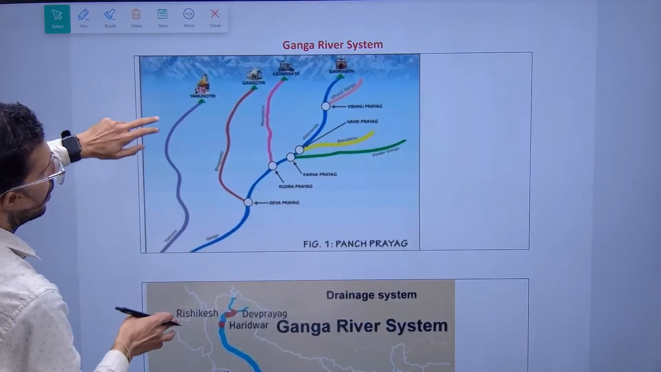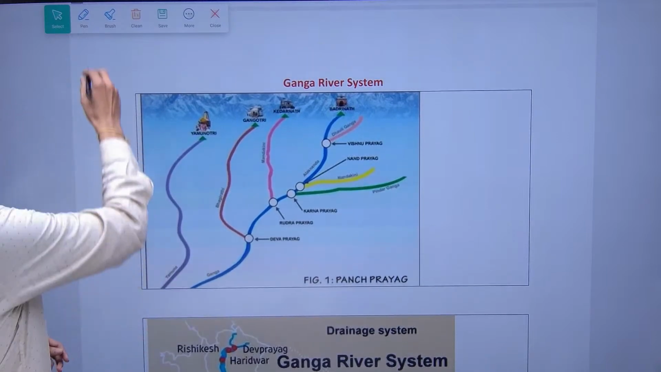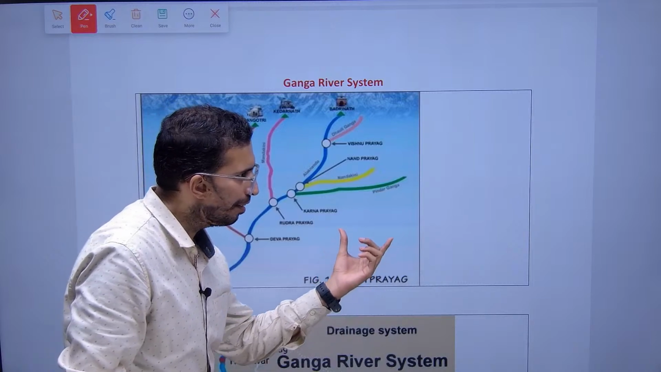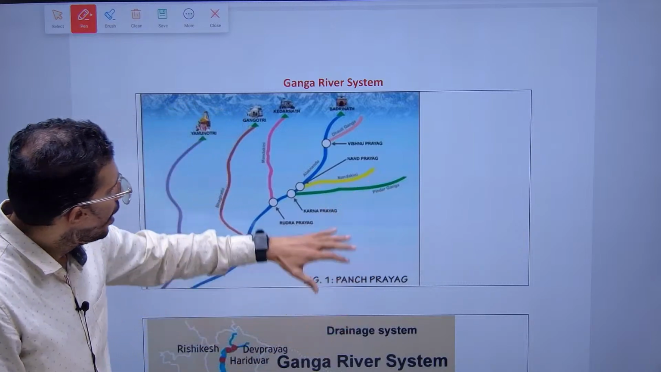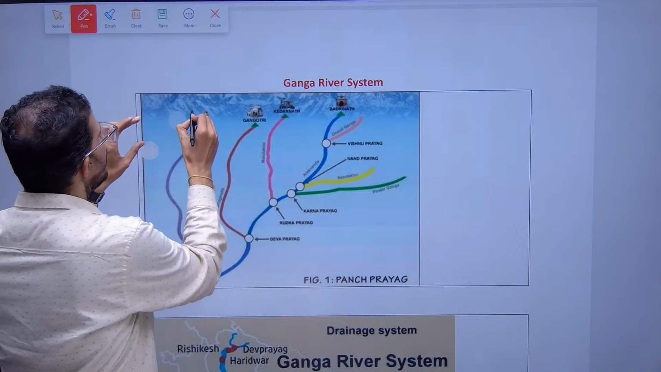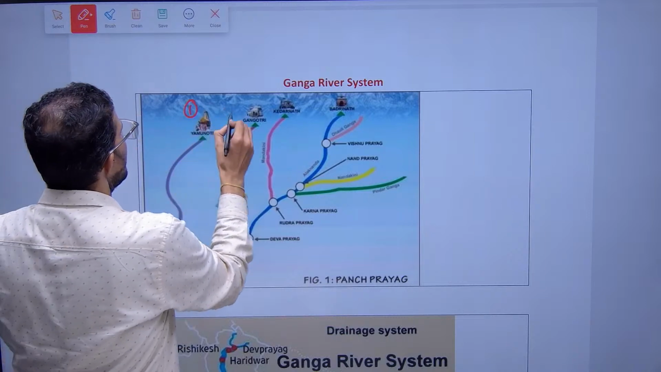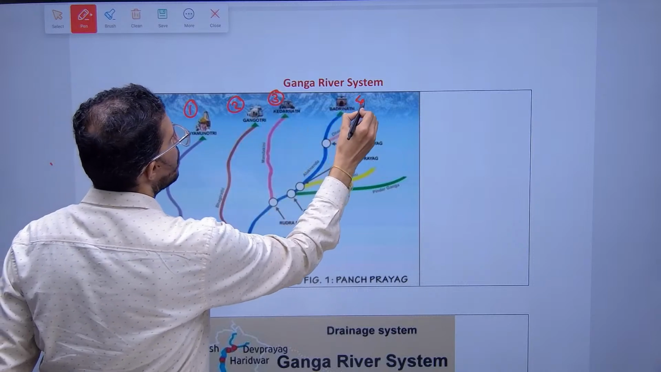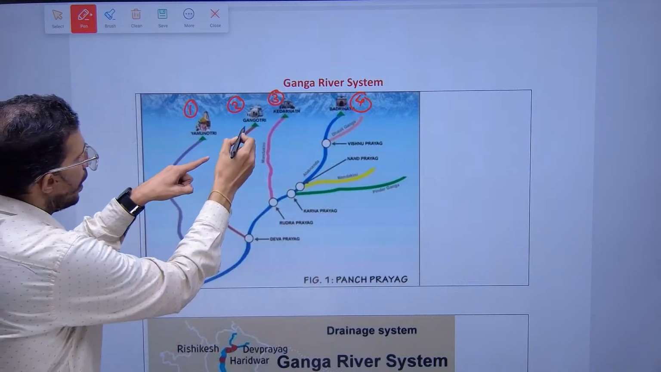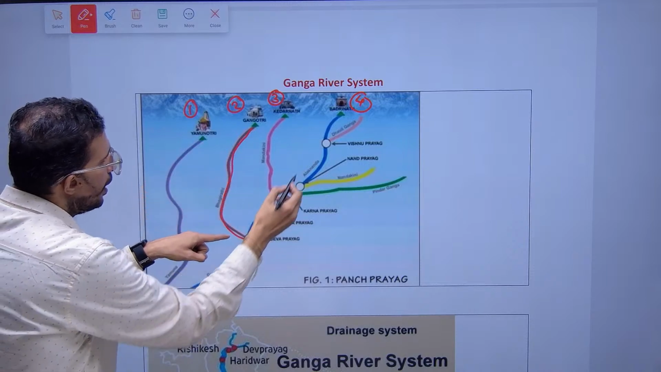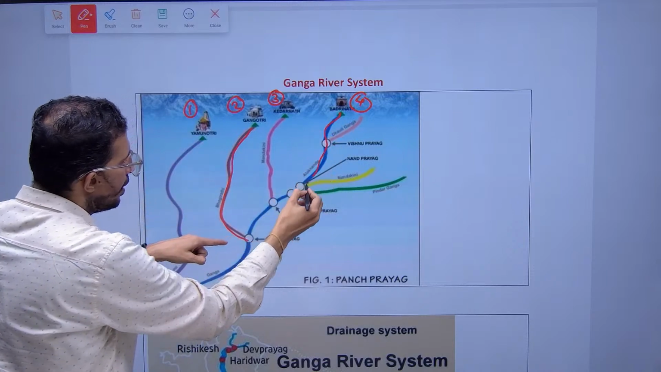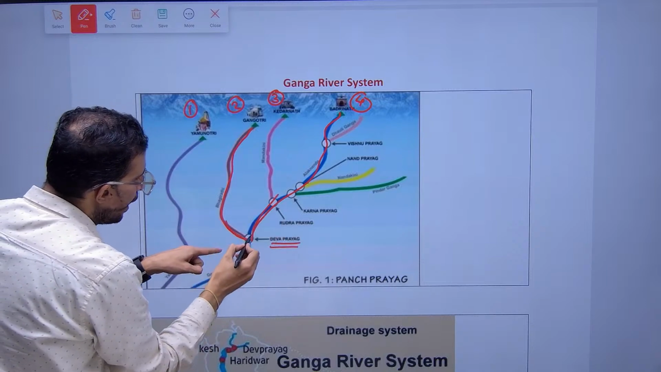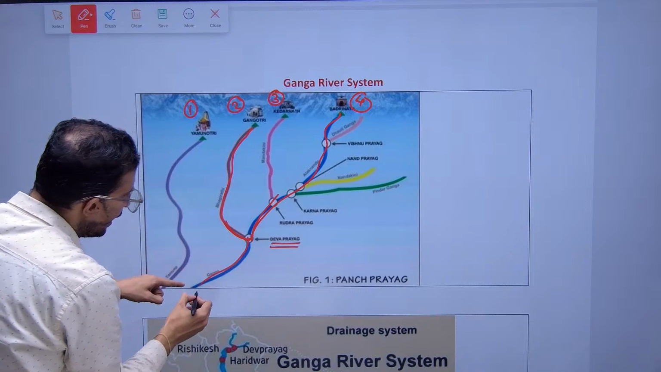See this image, just understand, we have the discussion regarding this Ganga river system. This is a map of the Char Dham. The first one, Yamunotri, Gangotri, Kedarnath and the Badrinath. From the Gangotri, Bhagirathi river flows, it meets the Alaknanda. This one is the Alaknanda. And at the Devprayag, this Alaknanda and Bhagirathi meet to flow as the Ganga.